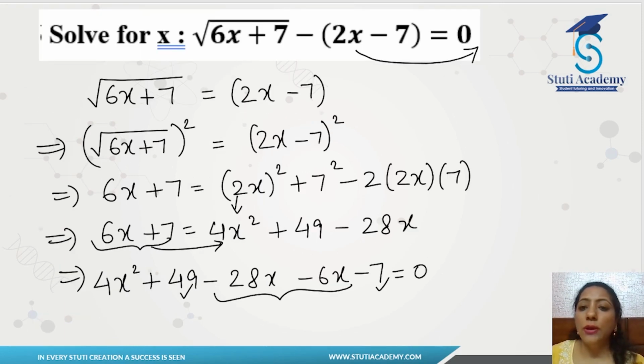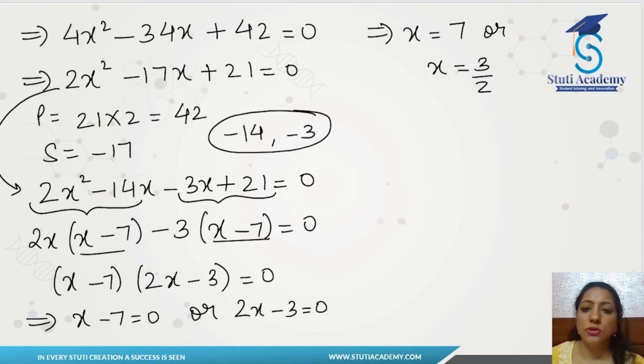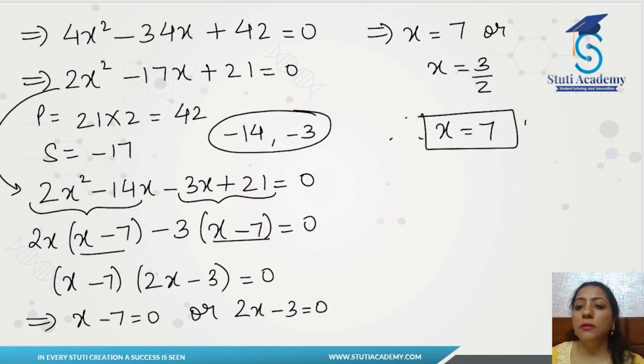Now, if we are going to put x is equal to 3 by 2 here, it will not satisfy the equation. So, we are not going to consider this. Therefore, x is equal to 7 is the required value of x here. So, we will reject here x is equal to 3 by 2 since it is not satisfying the equation. Thus, we can conclude x equal to 7 is the required value of x. I hope students this question is clear to you.